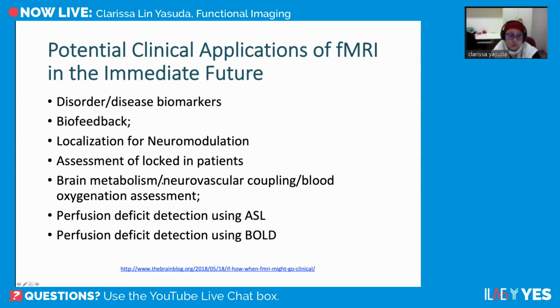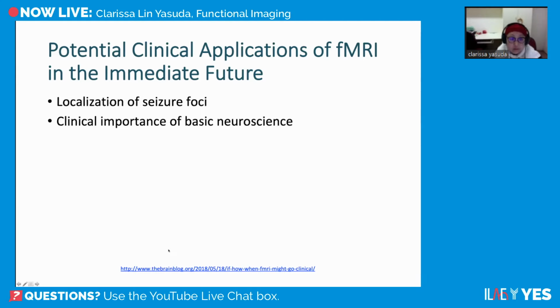You can use it to assess blood oxygenation and track brain metabolism and neurovascular coupling. There are other types of contrast, not only BOLD, like arterial spin labeling, which can provide information about perfusion as well. And because we are most interested in fMRI and epilepsy, it can also be used to help localize the seizure foci. And it's being widely used in basic neuroscience.